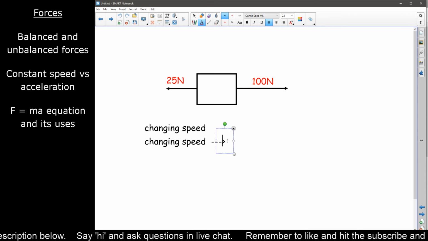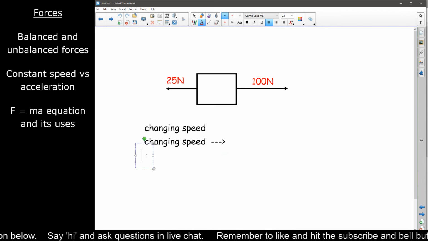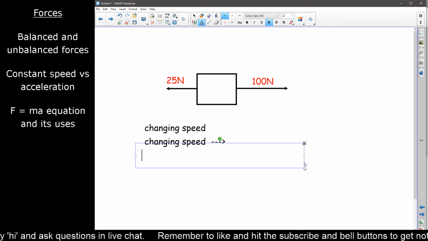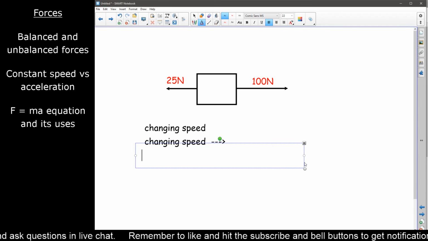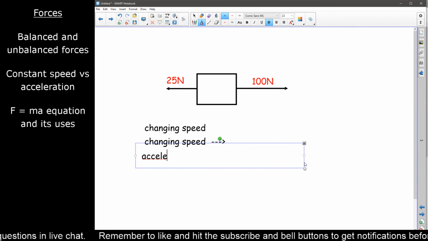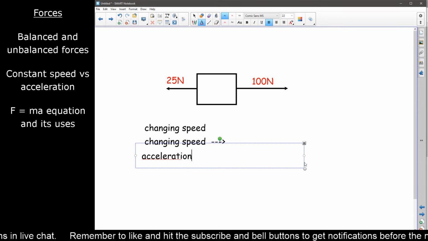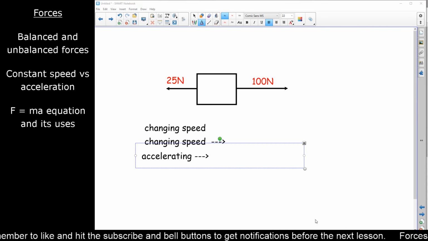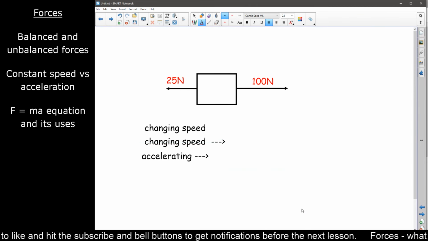We don't say changing speed because we're clever at this channel. We can't use changing speed. People might think that they can do physics too if we use things like changing speed. So we give it a fancy name. We call this acceleration, and this is accelerating this way.